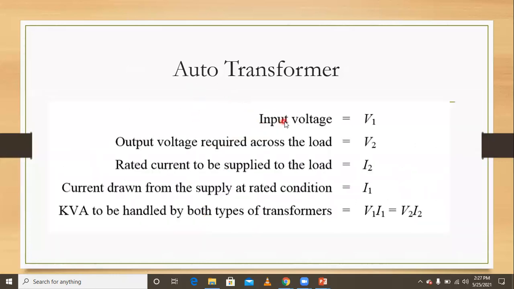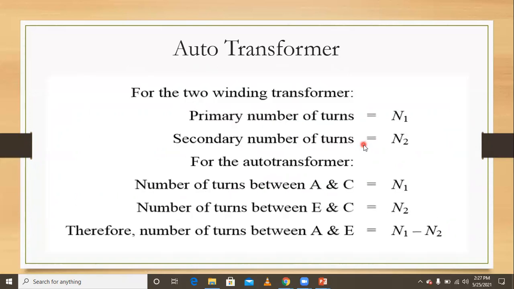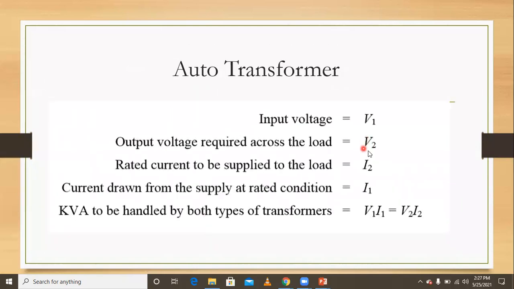In the auto transformer, let us assume V1 is called the input voltage, and the output voltage required across the load is called V2. The rated current supplied to the load is called I2, the load current flowing through the load. The current drawn from the supply under rated condition is called I1. The kVA to be handled by both types of transformer, auto transformer and two winding transformer, is V1 I1 equal to V2 I2.